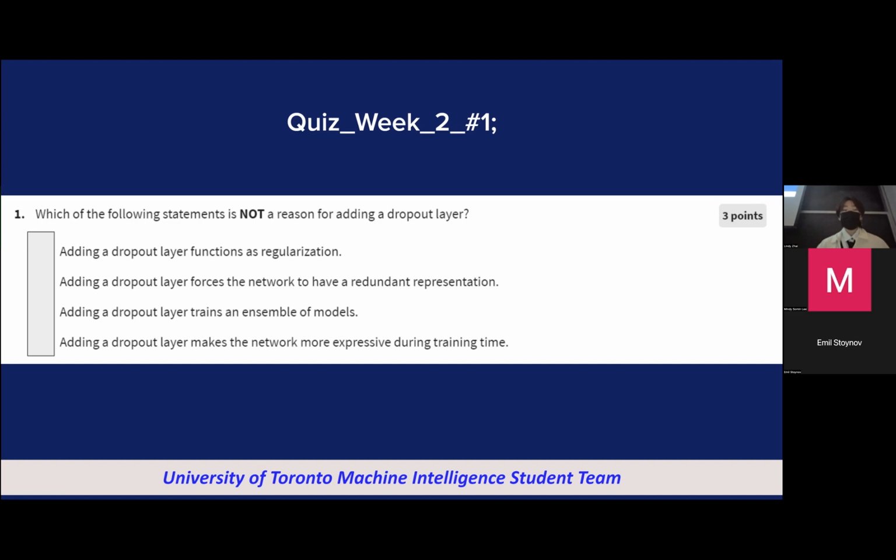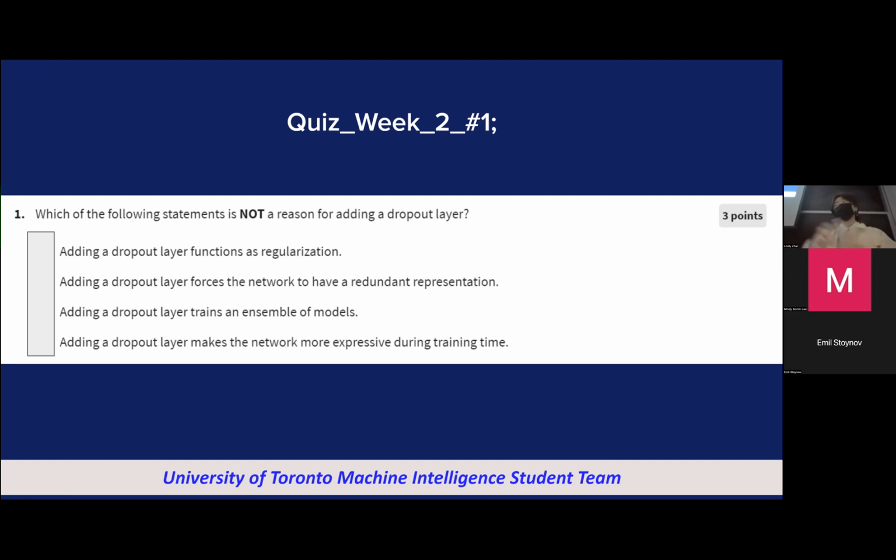And the last one is, adding a dropout layer makes the network more expressive during training time. And that is the one that is actually wrong. Because it doesn't make the network more expressive during the training time. Expressive means that it's giving you an indication of where the network is going. But as I just said, this is a regularization algorithm.